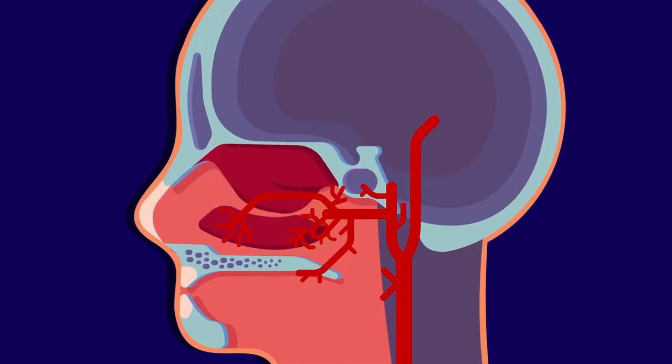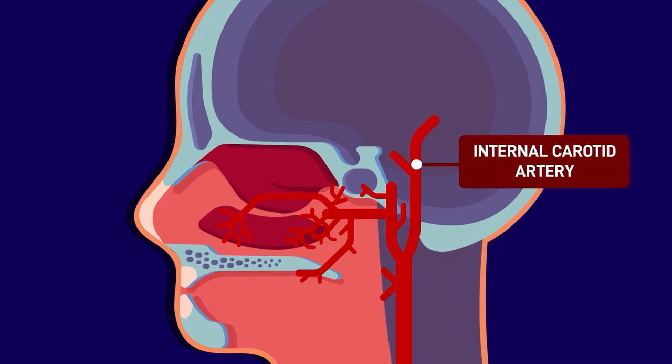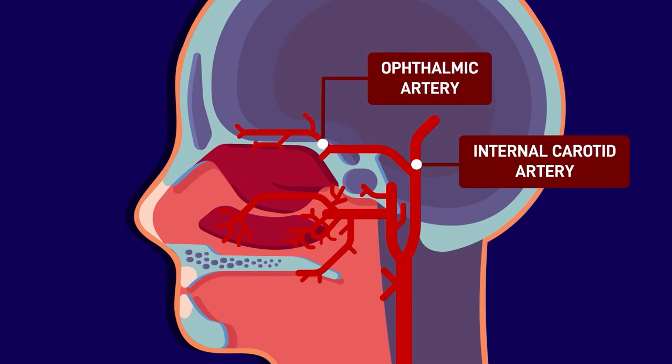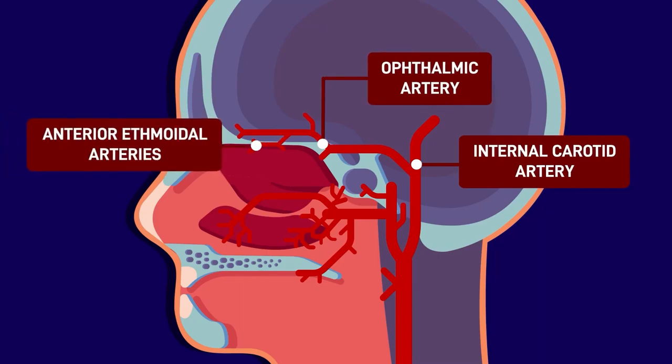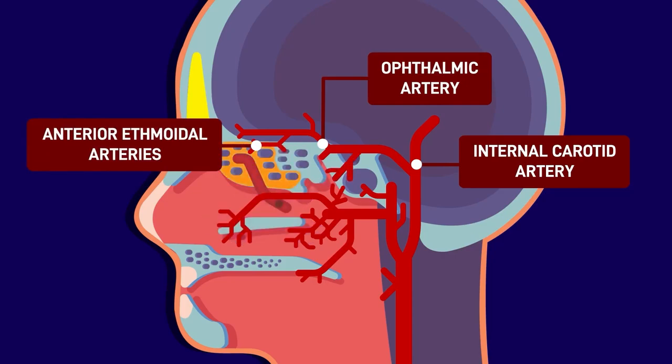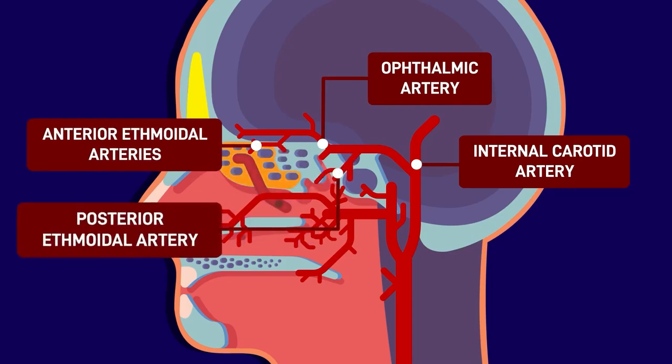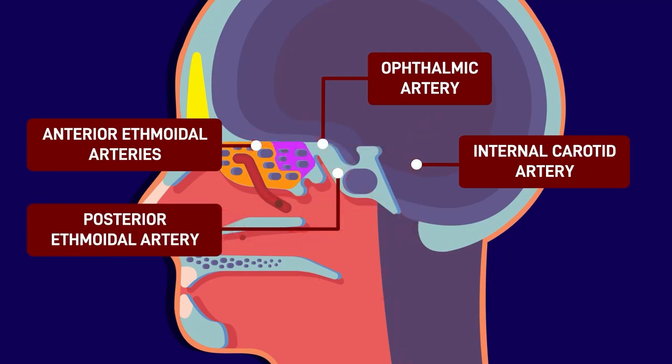The second branch of the common carotid artery is called the internal carotid artery. It gives rise to the ophthalmic artery. It branches further into the anterior ethmoidal arteries that supply frontal sinuses and anterior ethmoidal sinuses, and the posterior ethmoidal artery that supplies the posterior ethmoid sinuses.